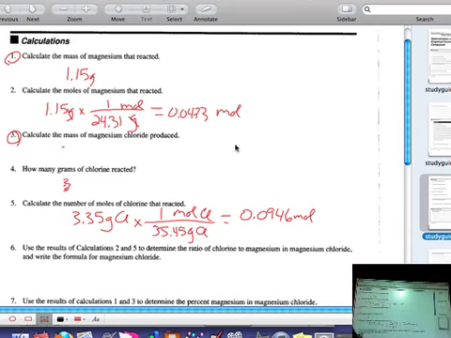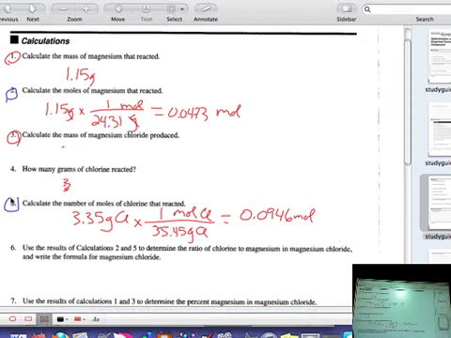So using these results, I'm going to change colors, using the results from 2 and 5.